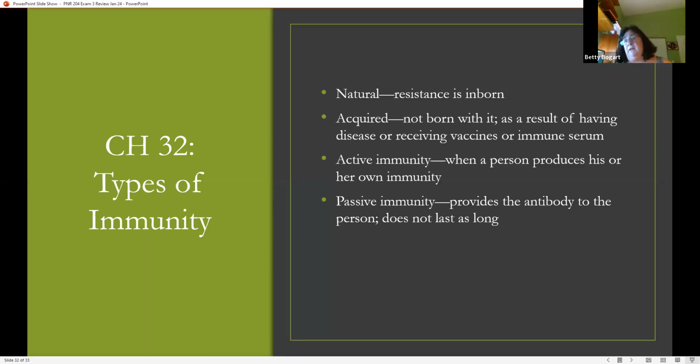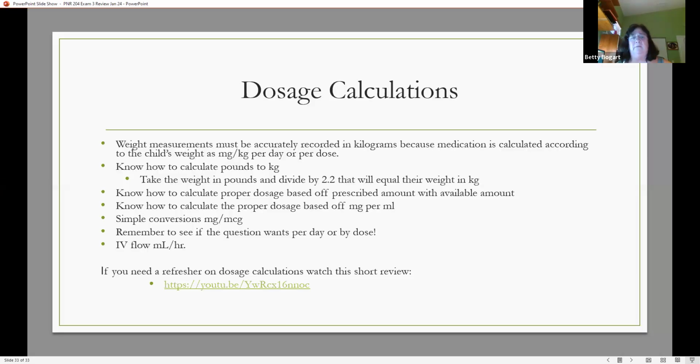And then immunity. What am I born with? Or the acquired, that either you have the disease or you've gotten the vaccine against it. Active immunity, make your own. And then passive is you give them something, it works for a while, and then it's gone.